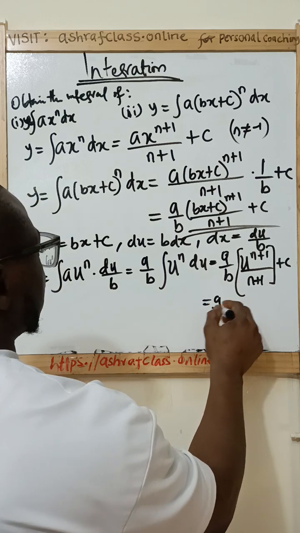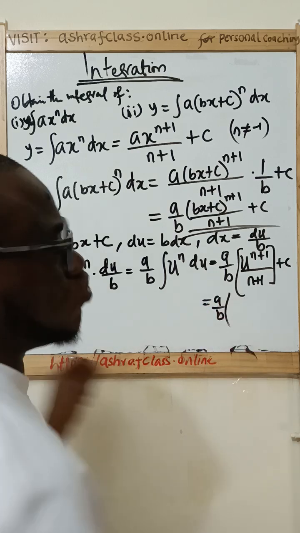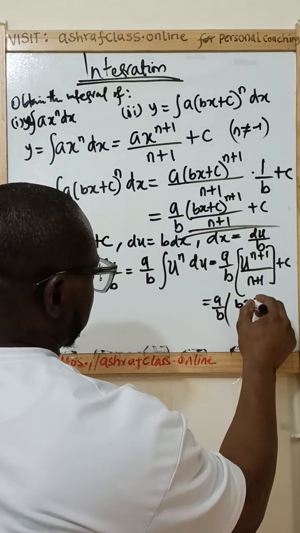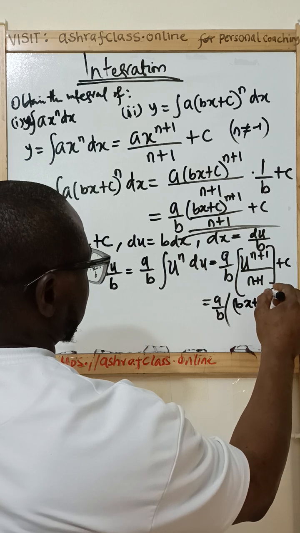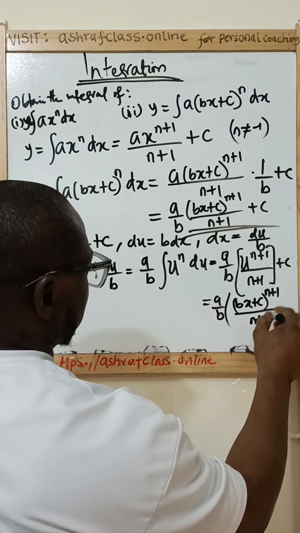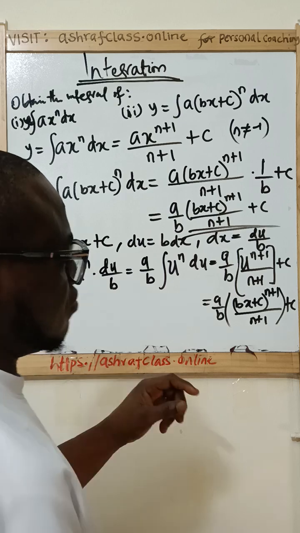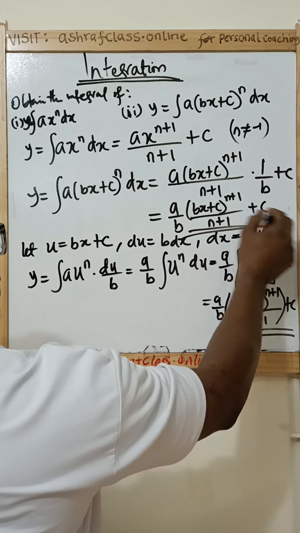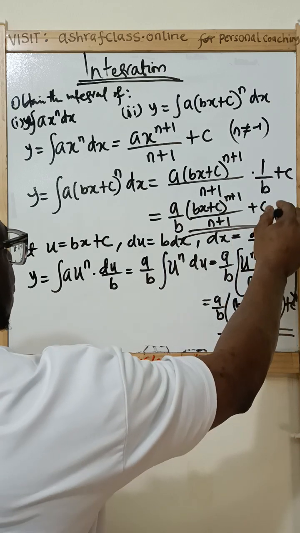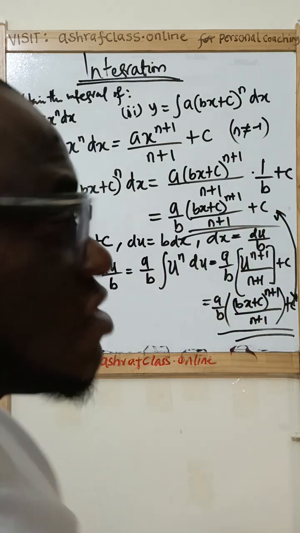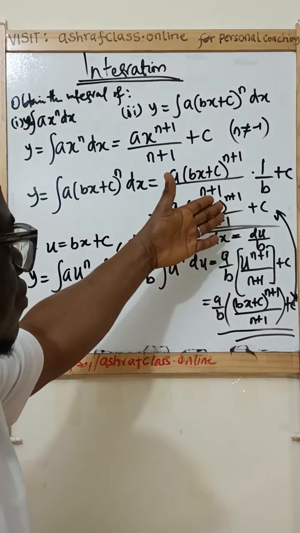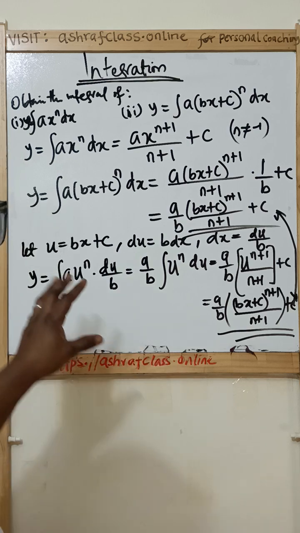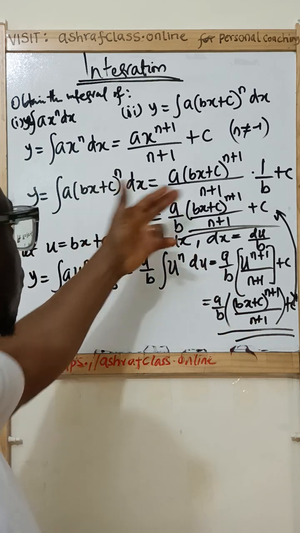So that will be a over b. Now we replace the u by what? bx plus c. bx plus c raised to the power n plus 1 all over n plus 1, plus c. So this is going to be the final answer. You can see that this is the same thing as this. So this is just like a shortcut to this particular procedure. So we can decide to write this like this, or we do it like this.